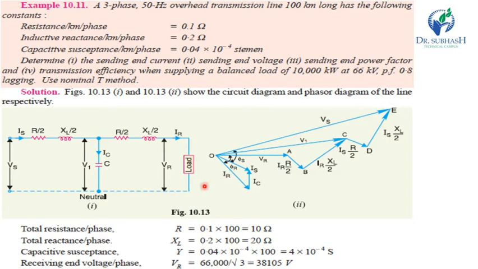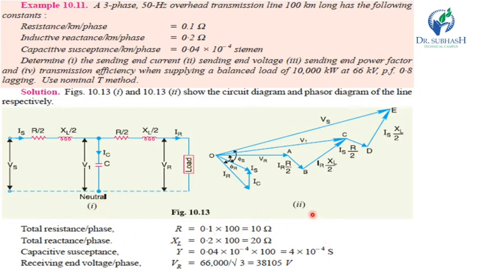Now in the data given, resistance per kilometer per phase is 0.1, inductive reactance 0.2 and capacitive susceptance 0.04 into 10 raised to minus 4 Siemens. So it is a per kilometer value. We have a 100 kilometer line, so we multiply all the data by 100 and we get resistance 10 ohm, reactance 20 ohm and susceptance 4 into 10 raised to minus 4 Siemens for the whole line.